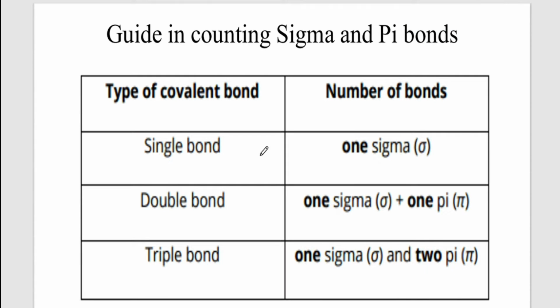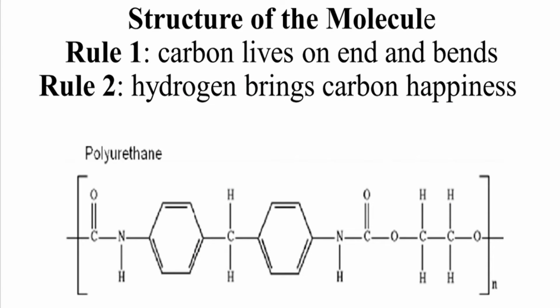A single bond will give us 1 sigma. A double bond has 1 sigma and 1 pi. A triple bond has 1 sigma and 2 pi bonds. So let's try to determine the sigma and pi bonds of the molecule polyurethane.